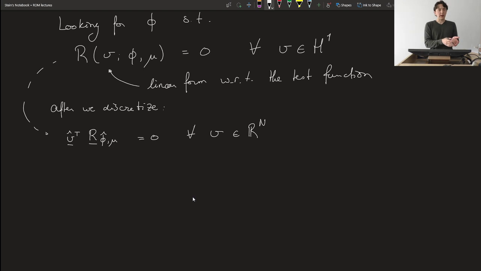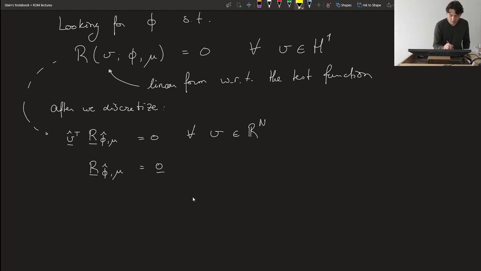Now, saying that a vector multiplication is equal to 0 for all possible vectors is saying the same thing as that our vector R mu is simply equal to the 0 vector. So that's kind of how we, in our finite element framework, somehow get a statement that is independent of the test functions. That's because of this step.